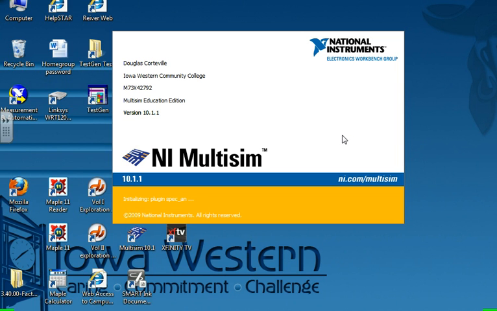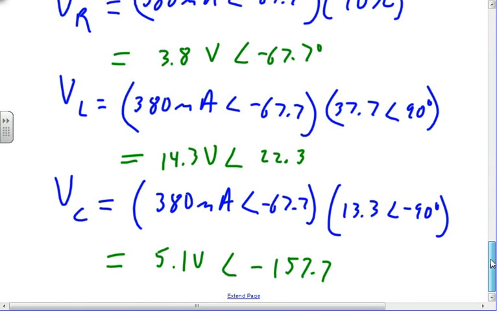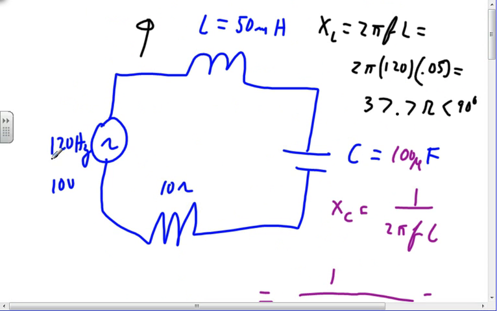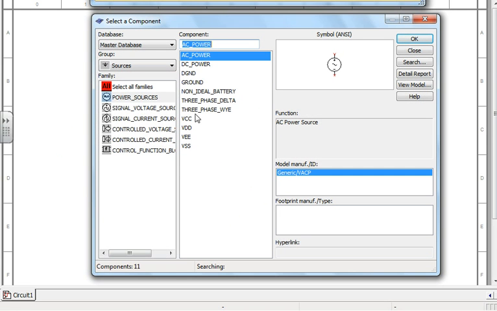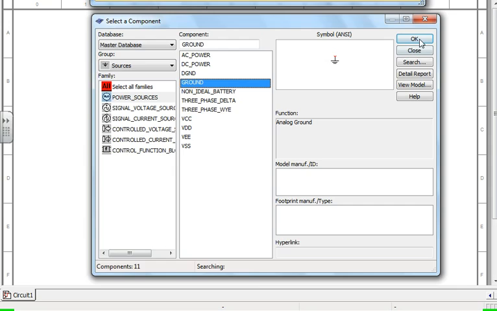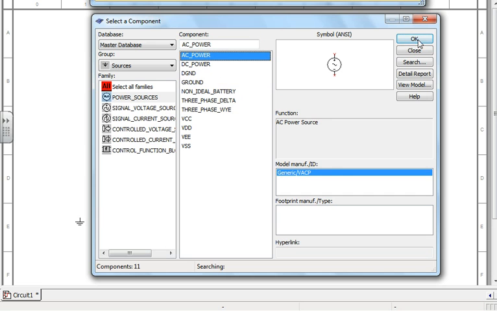Okay, so we're going to have to remember what the circuit is. 120 hertz, 10, 50, 110. Okay, I got it memorized now. I'm going to need a ground, so I'll get a ground. The ground is for simulation purposes. I need an AC power supply.